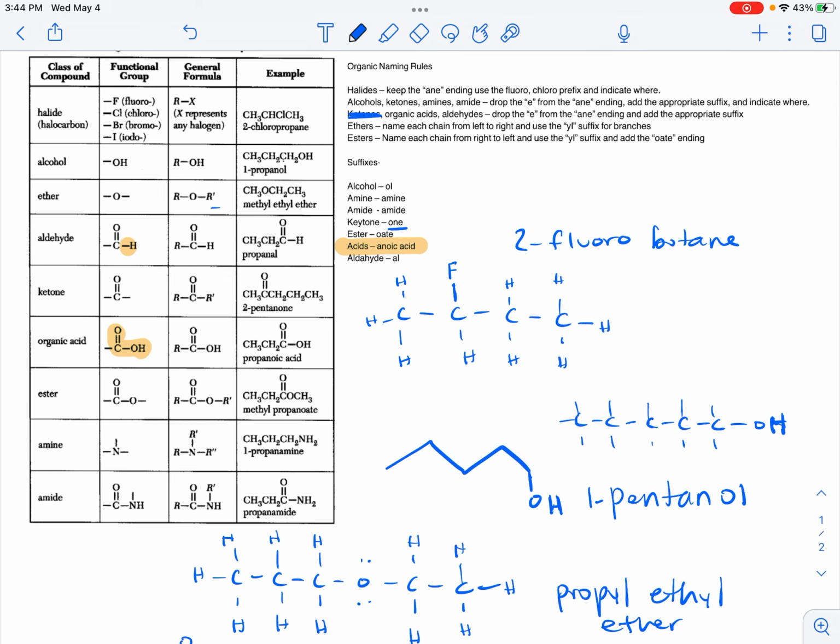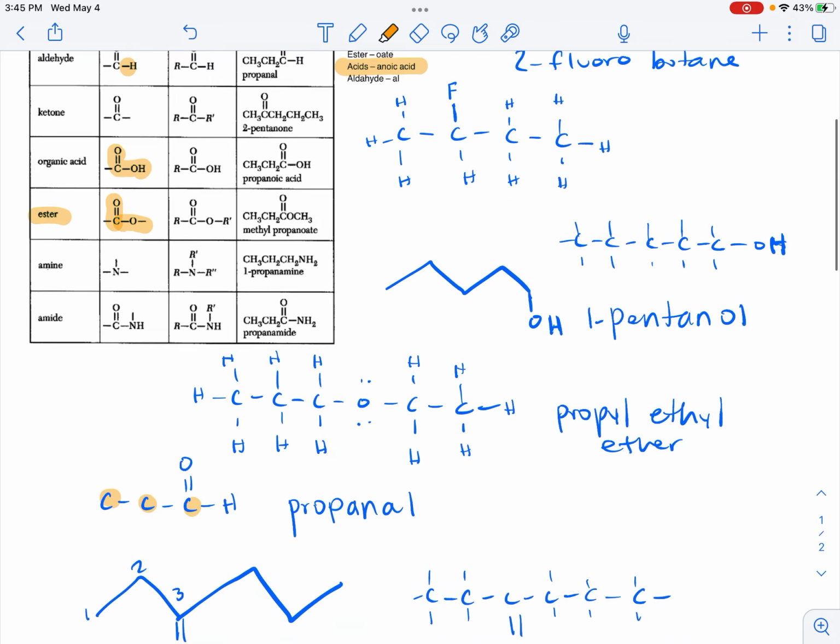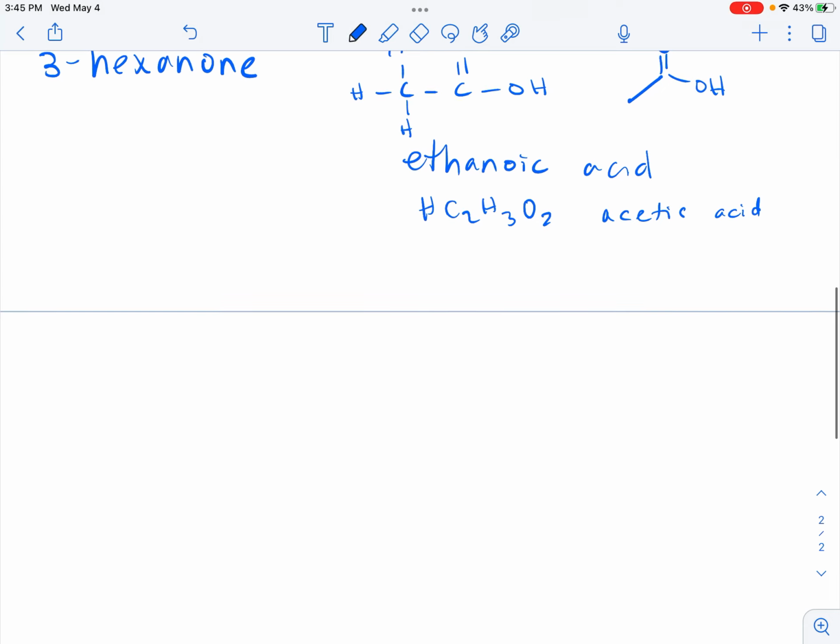Okay, and the last one is an ester. And esters are, I don't know, maybe the most complicated one. The esters are here. Carbon double bonded to an O with an O next to it as part of a chain. And you name these ones backwards. That's the trick with esters, is that you name them from right to left. As you can see here for esters, name each chain from right to left, add the -oate ending, use the -yl suffix. So for esters, it's kind of backwards, but that's the convention, the way that they're named. So if I drew one, I'm going to draw it right here.